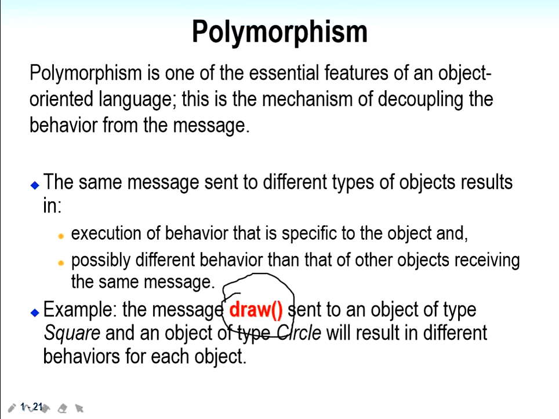But the name is only one, draw only, the behavior is only one. That behavior can be exhibited with various types of object. I define that behavior only once, but it can be exhibited by multiple types of object. A square kind of object can do it, a circle kind of object can do it. So that is what is known as polymorphism. We'll come to this when we do programming.